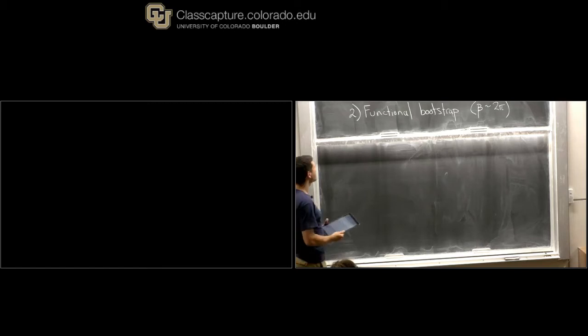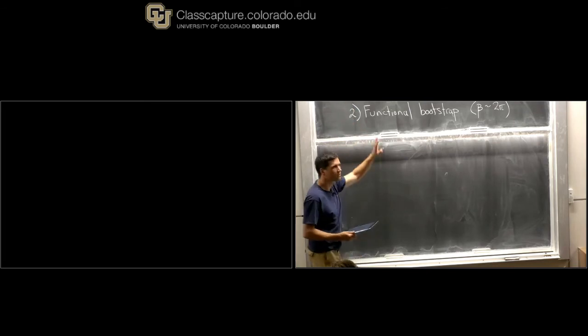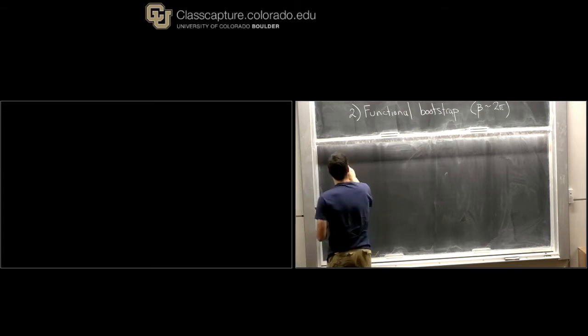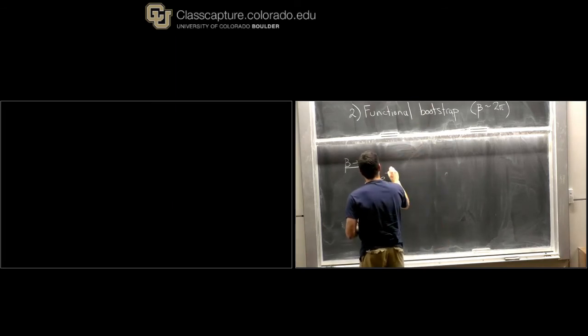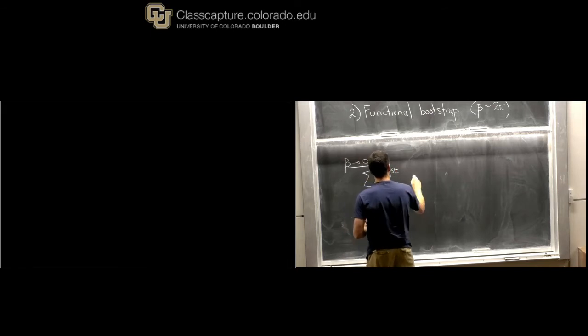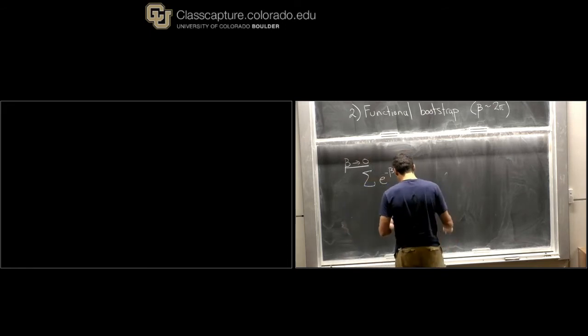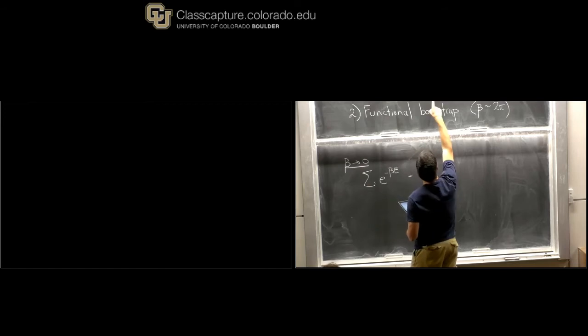So I'm just going to discuss number one here pretty briefly, and then I want to mostly talk about the functional bootstrap. Let's look at the limit beta goes to zero. In the limit beta goes to zero, the right-hand side of this equation up here is trivial. And so we just have e to the minus beta E is equal to, beta is zero, so only the lowest energy state here is going to contribute.